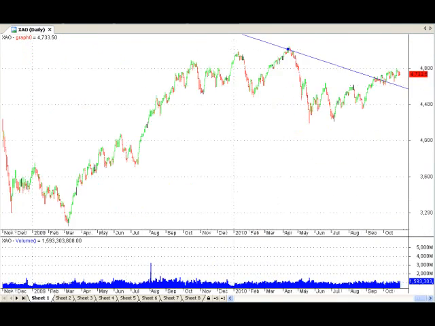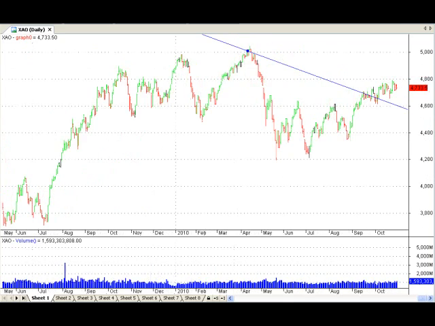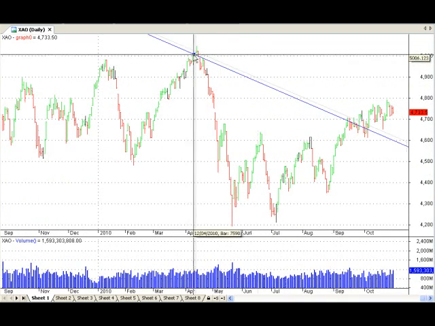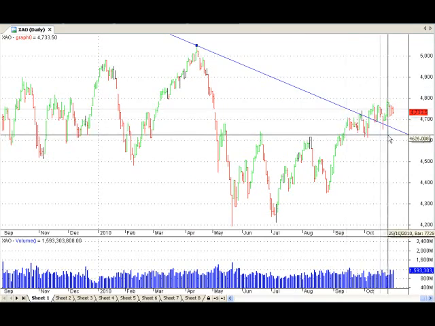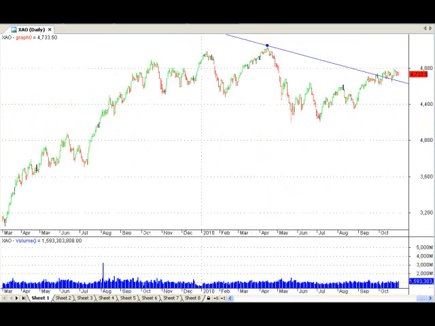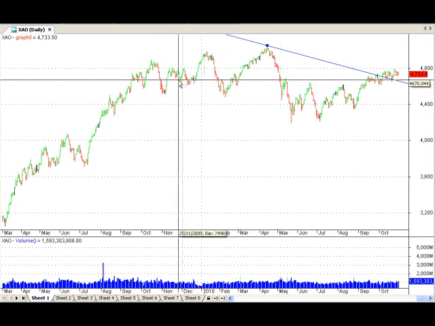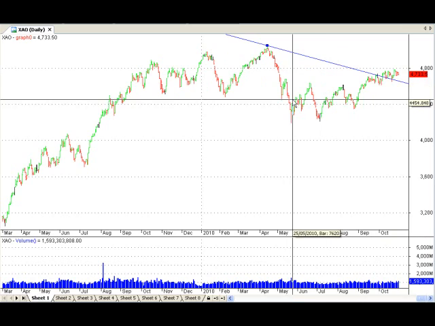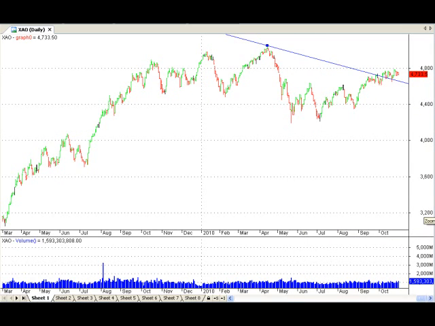Now, this is the All Ordinaries Australia, and what I've just done is drawn a downtrend line. Now, as you can see, what we've got in this downtrend line is consolidation around this downtrend line, which will tend to happen. Just quickly, what we've had over the last 12 months now is this amazing sideways action. Now, there's two parts to this sideways action that I really want to tell you about.